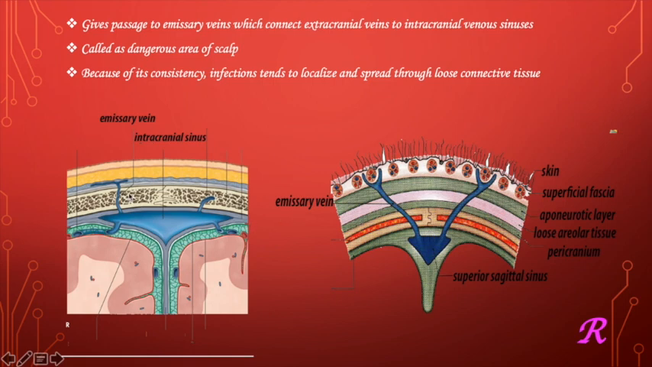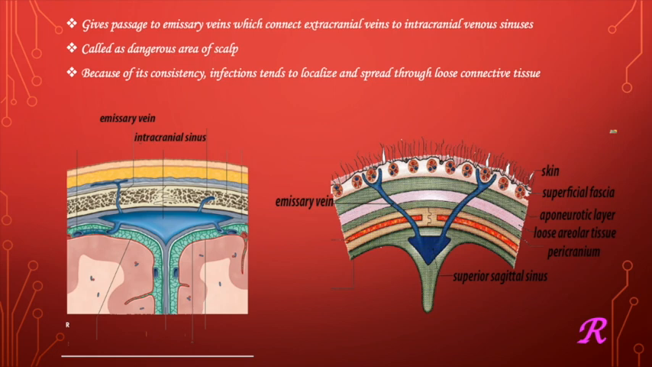Here also you can see the loose areolar tissue, and these are the emissary veins connecting it to the intracranial venous sinuses. It is because of the presence of these emissary veins that loose areolar tissue is called the dangerous area of scalp. Actually, it is one of the reasons. These emissary veins can spread infection into the intracranial venous sinuses, or into the cranium.